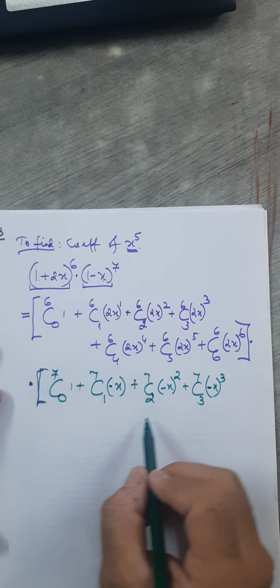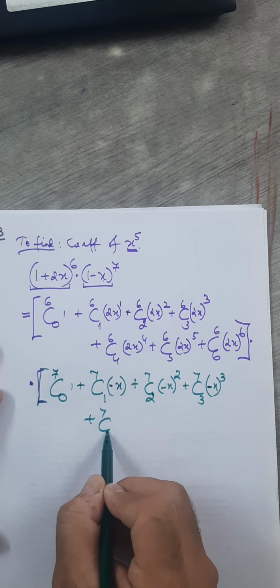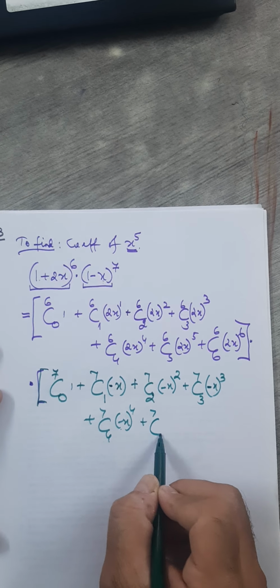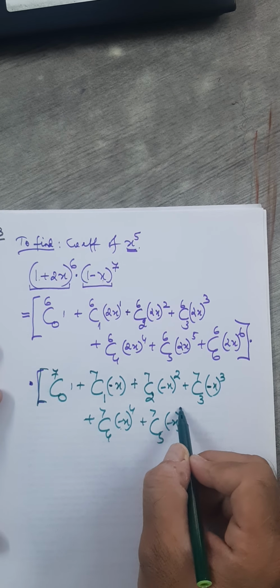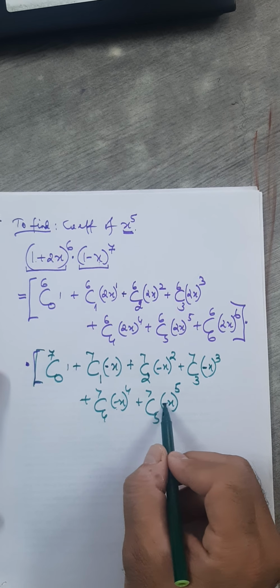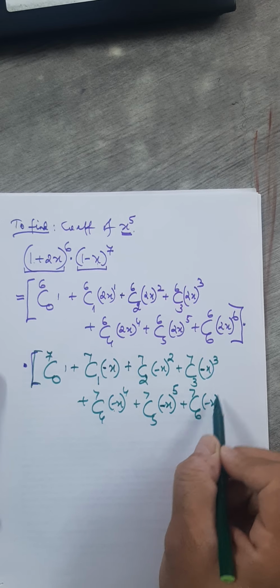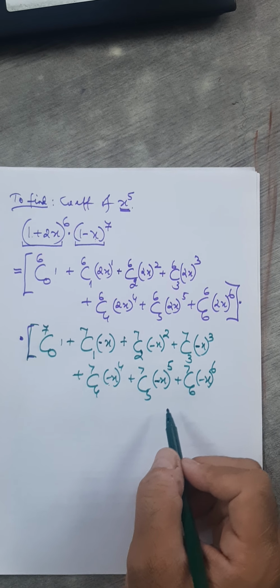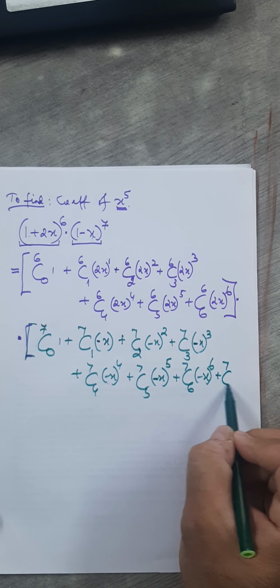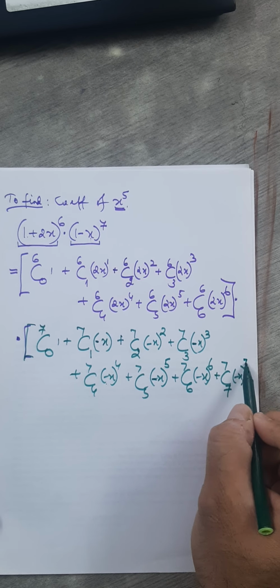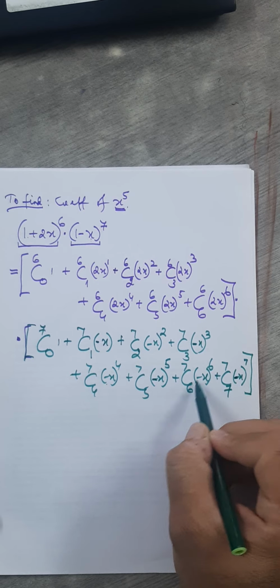Minus sign is there, remember. 7c4 into minus x whole raised to 4. This is positive. 7c5 into minus x whole raised to 5. So here minus will come. 7c6 into minus x raised to 6. And the last term, which is 7c7 into minus x raised to 7. So this is also minus outside.